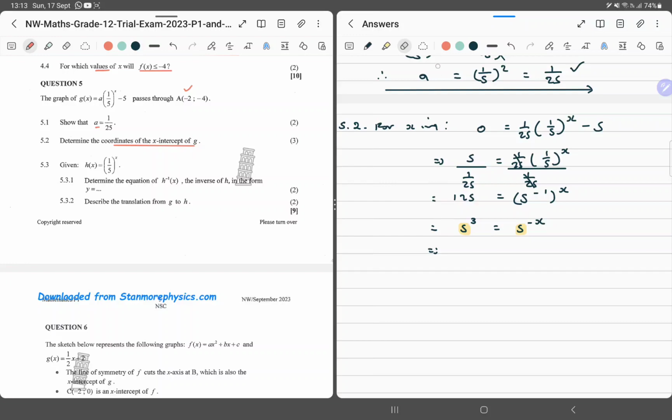This was meant to be implies. This implies that 3 is equal to minus x. Therefore, x is equal to minus 3. So therefore, the x-intercept is going to be minus 3 and 0. Nice and easy, eh? Again, a bit of flavor of dealing with exponential rules. But if you feel overwhelmed, use your calculator. You will get it right.